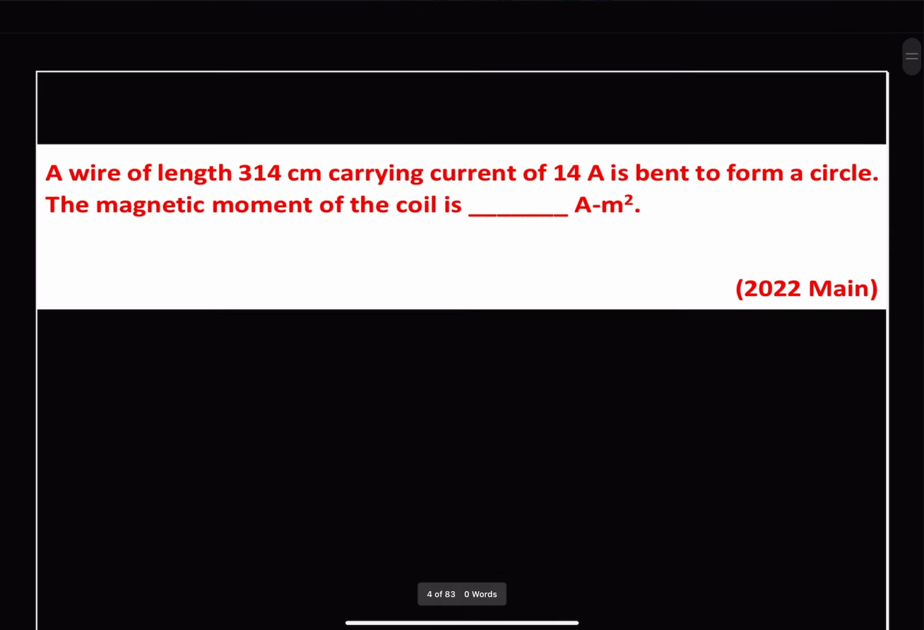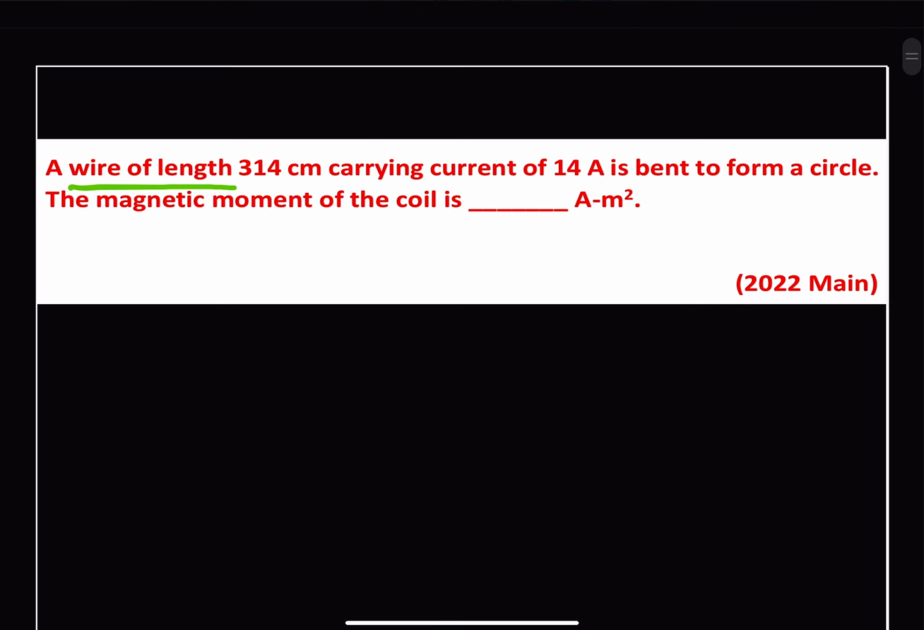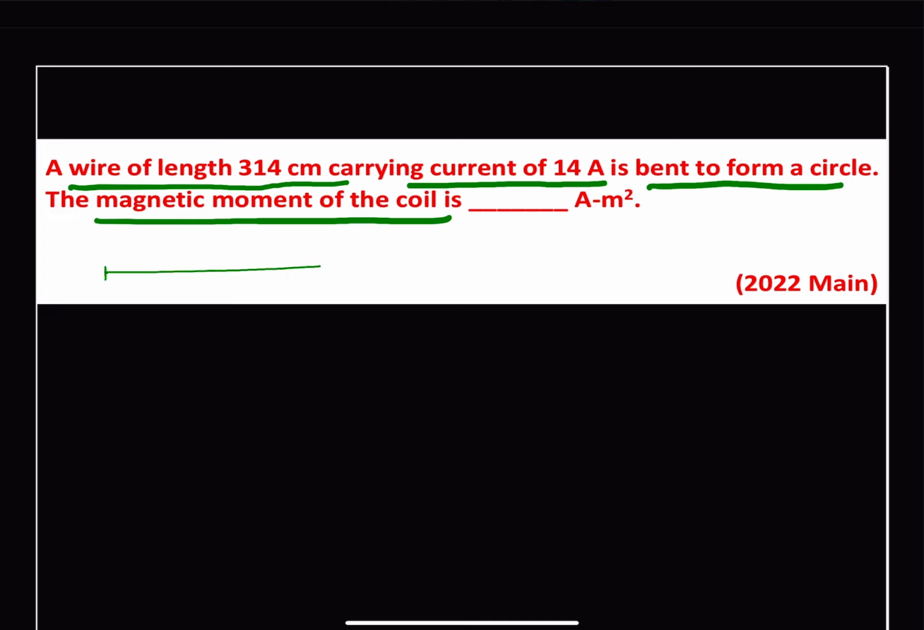It states that a wire of length 314 centimeter carrying a current of 14 ampere is bent to form a circle. The magnetic moment of the coil is. So we are given a wire, and its length is given as 314 centimeter, and it is bent to form a circle. Let us suppose R is the radius of the circle. So length of the wire will be equal to the circumference of the circle.